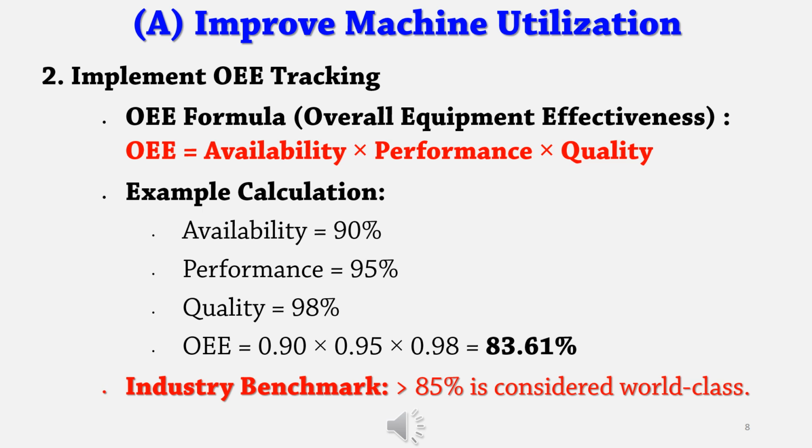Let's take an example. Availability is equal to 90%, performance is equal to 95%, and quality is 98%. That means OEE is 83.61%. Industry benchmark is OEE should be more than 85%. So please track your OEE on a daily basis and find out whether it is more than 85% or not.